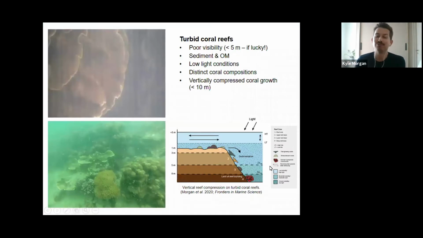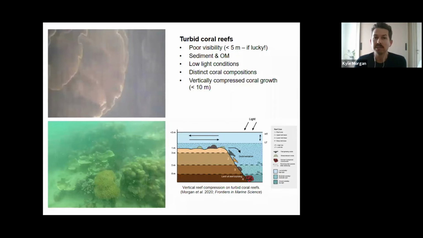However, turbid coral reefs are the complete opposite of these clear water systems, and they sit at the other end of the environmental spectrum. They're characterized primarily by really poor visibility, and I have here less than 5 meters, but if you've been lucky enough to dive on a turbid reef, particularly the reefs around Singapore, you'll know that there are a number of days where you cannot see your hand in front of your face. The reason for this is that these reefs are characterized by high suspended turbidity, high suspended terrestrial sediments, as well as dissolved organic matter that scatter and absorb light as it penetrates through the water column.